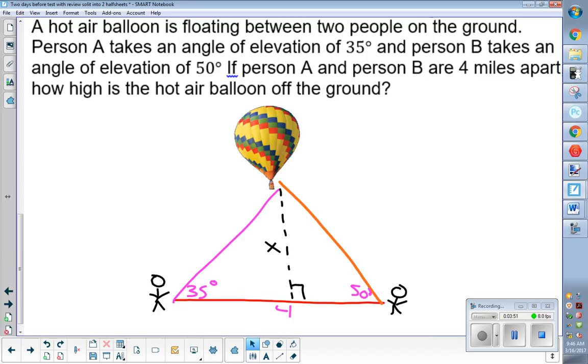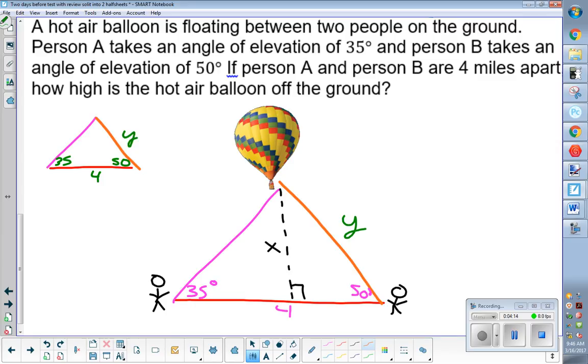In order to solve for x, the first thing I got to do is solve for that opposite side, y. So the first thing I'm doing is looking at this triangle. This angle is 35. This angle is 50. This side is 4. Is it a right triangle? Not a right triangle, so I'm not doing SohCahToa. Do I have a power couple? No, but I can find one because I've got 50 and 35, so that makes this top angle 95, correct? That's 95. Now that I've done that, I have a power couple, so I can do law of sines.